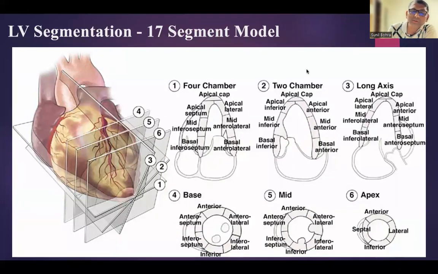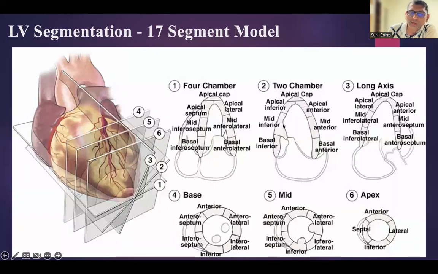So here you can see in the 4-chamber view, we have the septum, that is the inferoseptum, and the lateral wall, which is again divided into 3 parts. So the basal anterolateral wall, the mid anterolateral wall, the apical lateral wall. Similarly, the basal inferoseptum, mid inferoseptum, and the apical segment, and we have an apical cap.